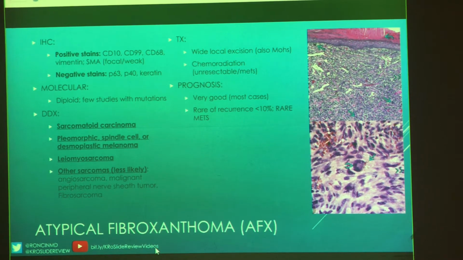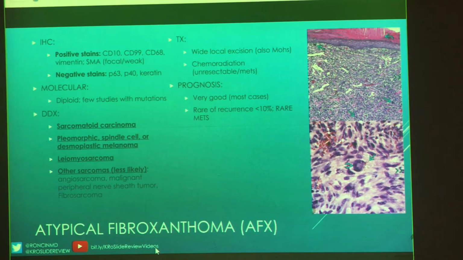So things you want to rule out: is this a sarcomatoid carcinoma? Is it some sort of very unusual melanoma? Is it a leiomyosarcoma, again because of that spindle cell component? You can think about other sarcomas, but these are less likely because they don't really look like this tumor. But you'd want to think about things like, is this an angiosarcoma? Is it a malignant peripheral nerve sheath tumor? Is it a fibrosarcoma? And all those things that we've covered in our bone soft tissue. Those are malignant soft tissue lesions, so you'd want to go back to bone soft tissue 03 to review those.